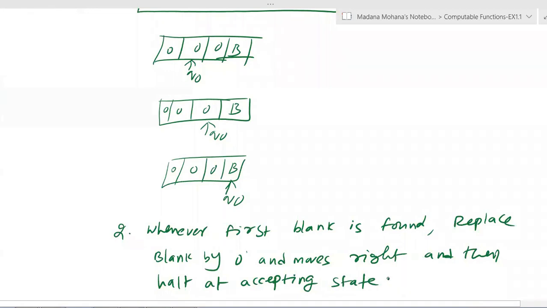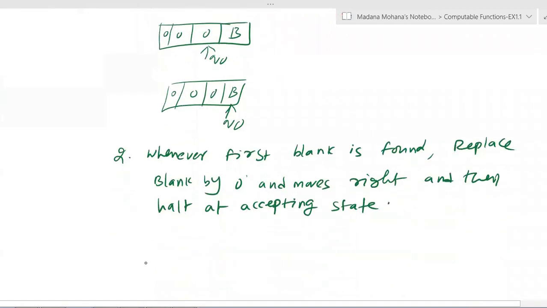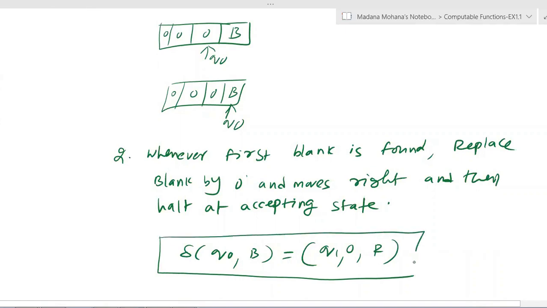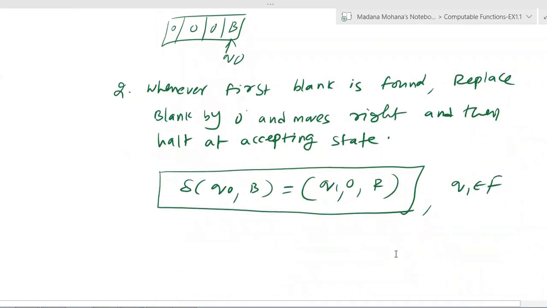Now you can see, for this, the transition is delta of Q0 on blank, as the first blank is found. Now you are replacing blank by 0, then it goes to a new state, Q1, blank by 0, then it moves right. Now this is the transition corresponding to this one. Here Q1 belongs to F. Why? Because finally this is the halting state.